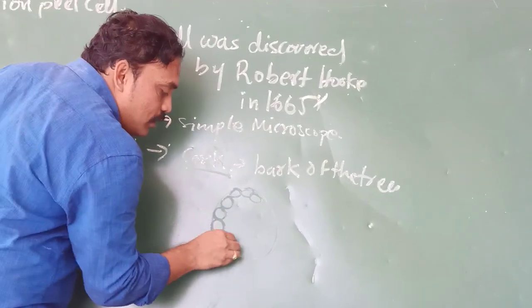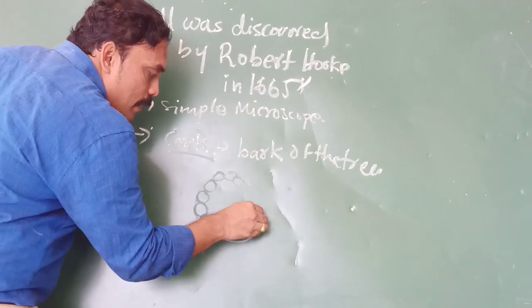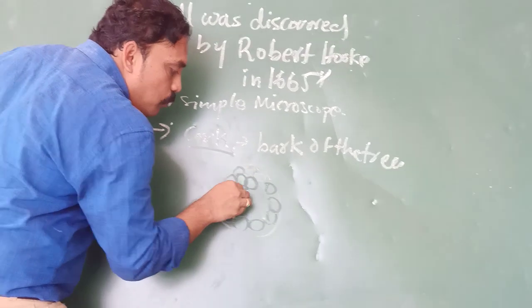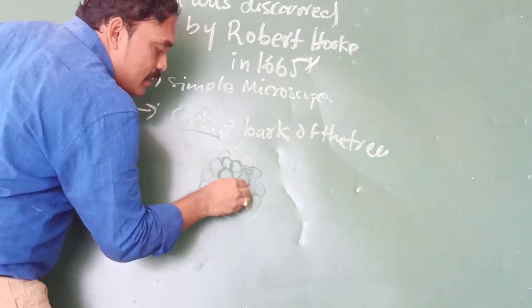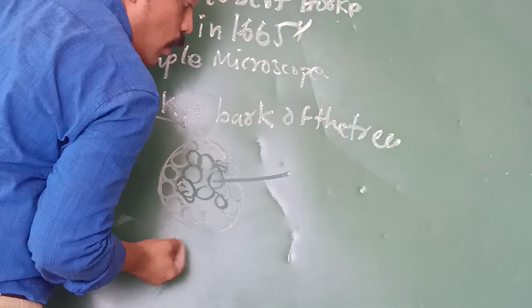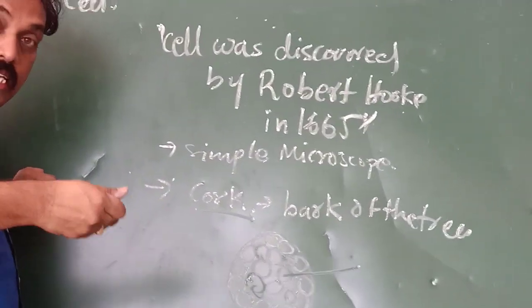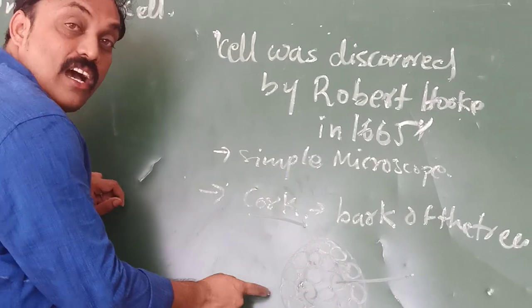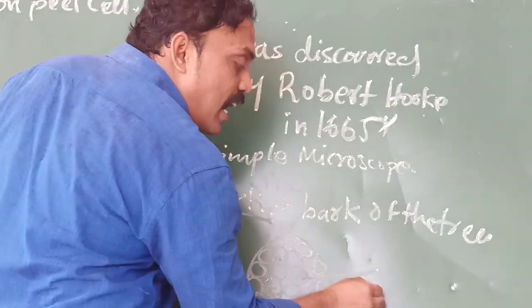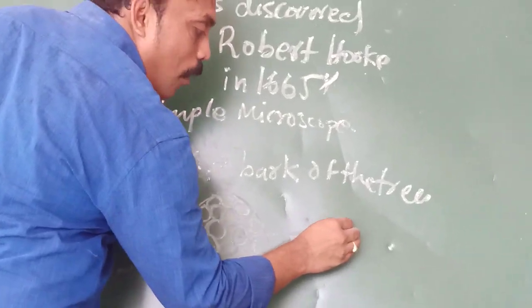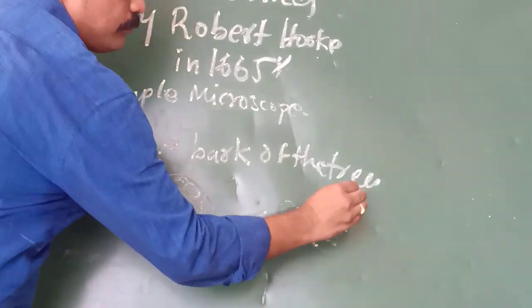Just round structures, honeybee comb-like structures like this. Who observed? Robert Hooke observed. For the first time he observed cork cells. In those cork cells, they look like a honeybee comb-like structure. These honeybee comb-like structures he called cells.